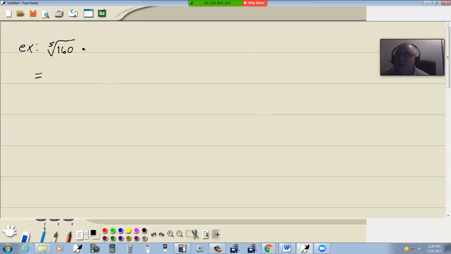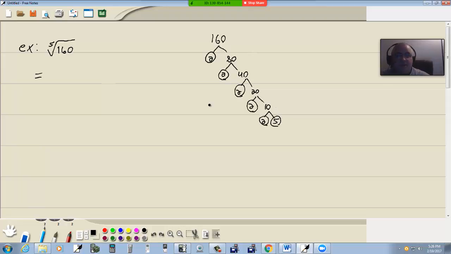Well, whenever you're simplifying radicals, you always write the prime factorization. If I look at 160, that's 2 times 80. 2 is prime, circle it. 80 is 2 times 40. 2 is prime, circle it. 40 is 2 times 20. 2 is prime, circle it. 20 is 2 times 10. 2 is prime, circle it. 10 is 2 times 5. 2 is prime, circle it, and actually 5 is prime, circle it.